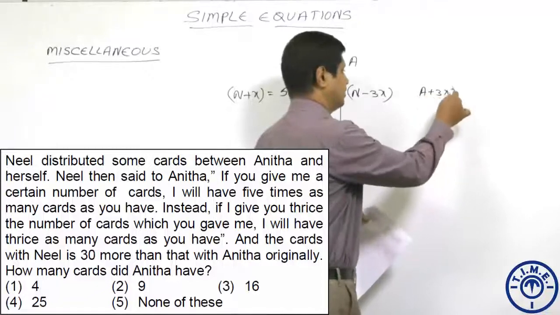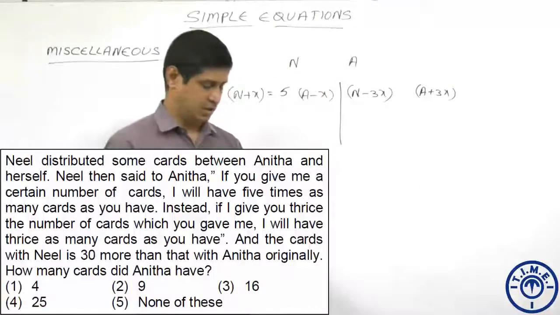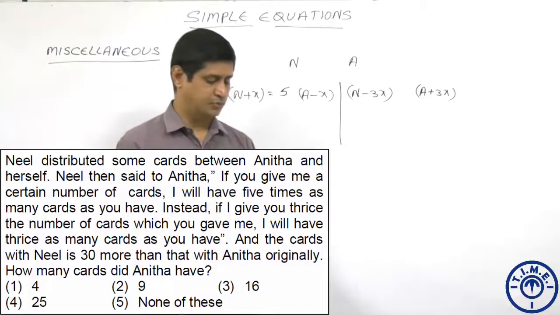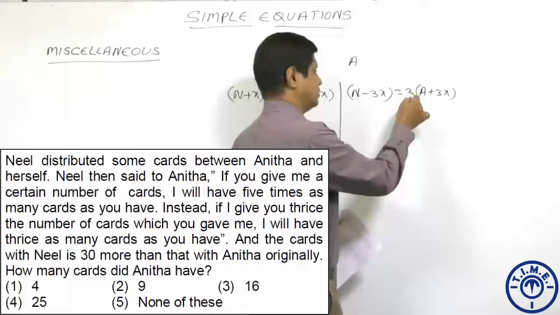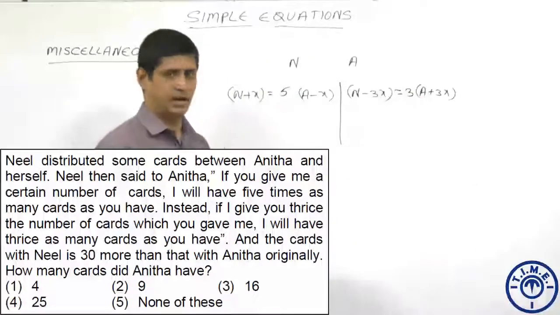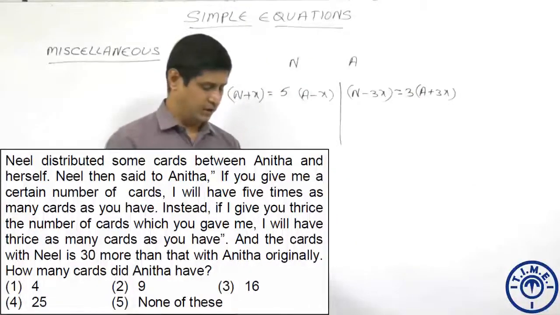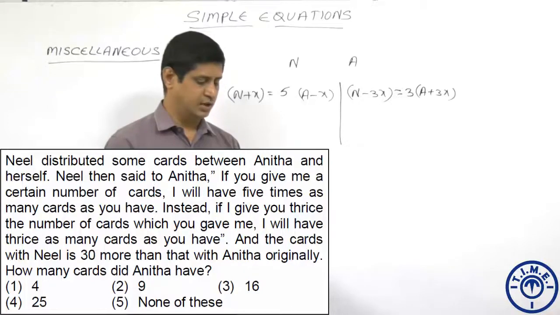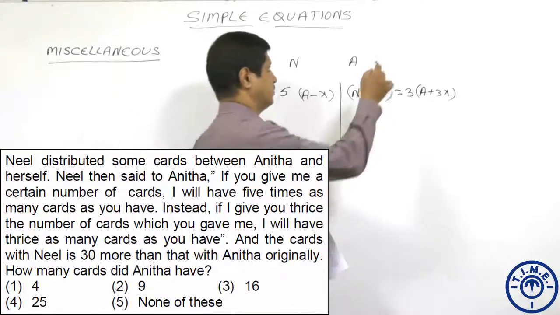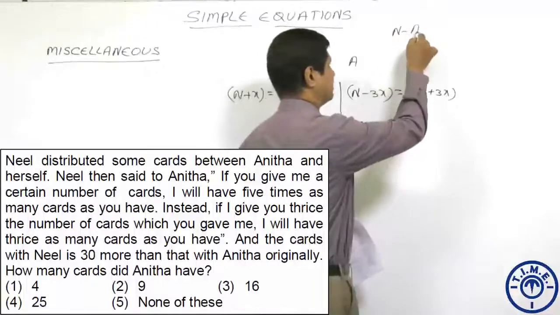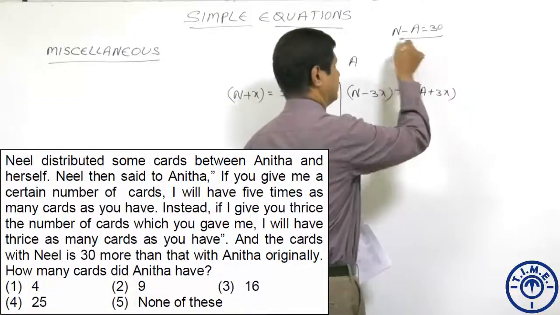Then what is the result? Now the relation here: I will have thrice as many cards as you have. So it is 3 times the number of cards with Anita. And one more point is given here: the number of cards with Neil is 30 more than the number of cards with Anita originally. So if you observe, the difference between Neil and Anita is 30.